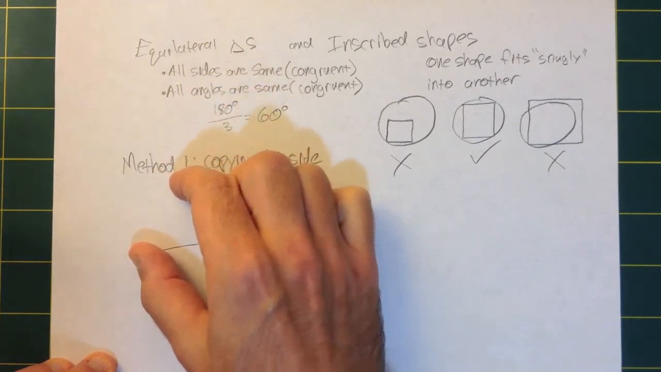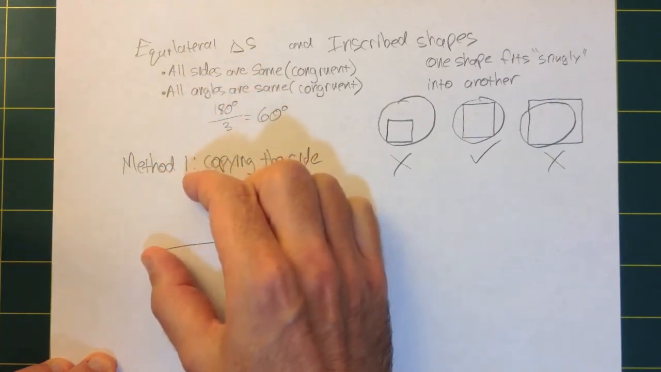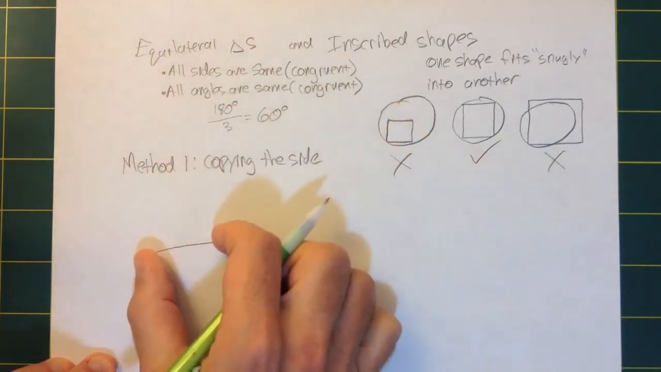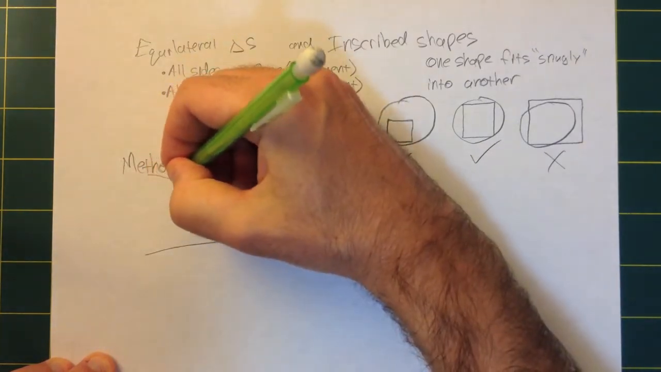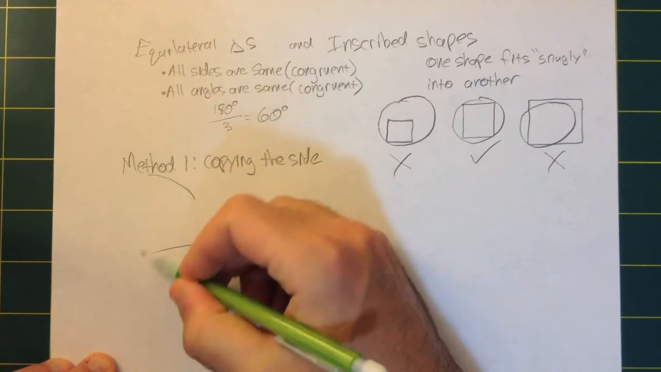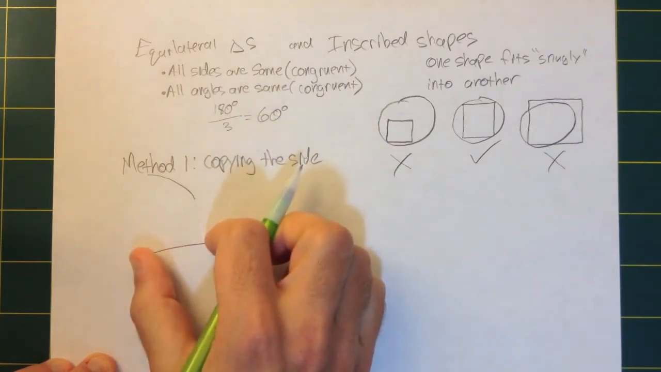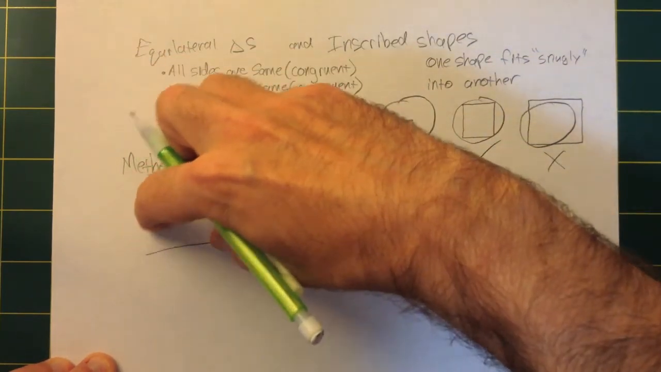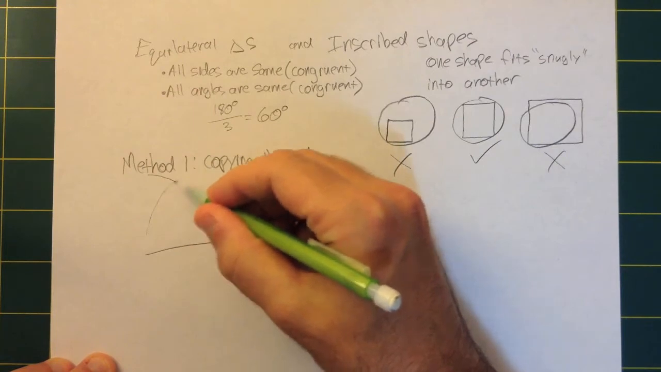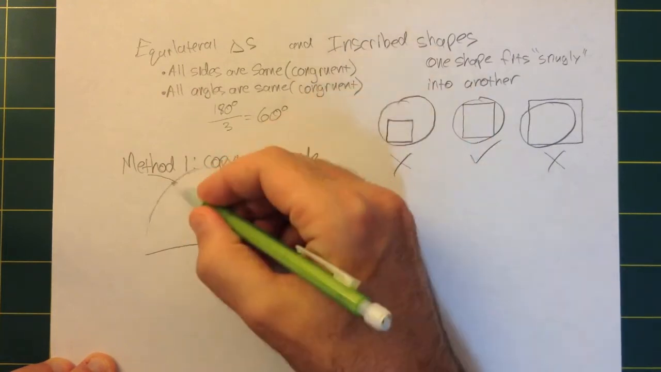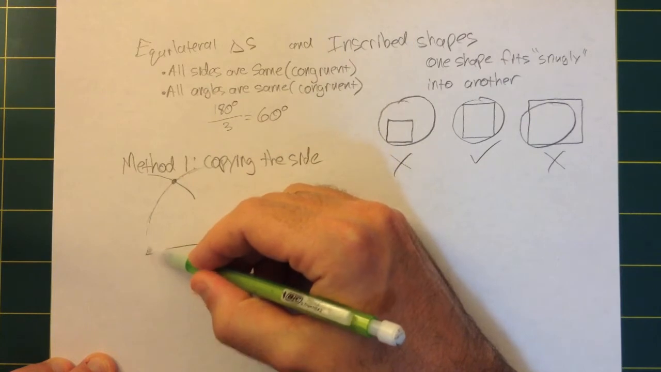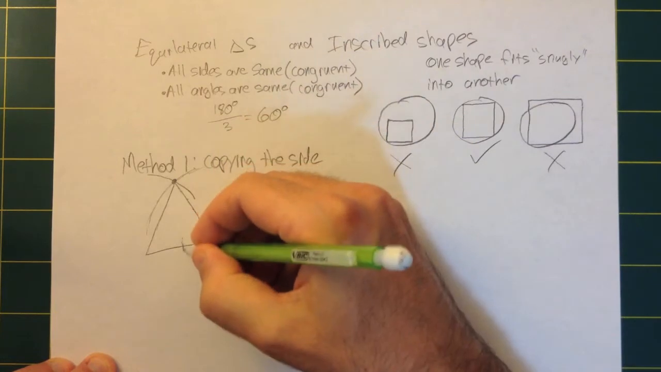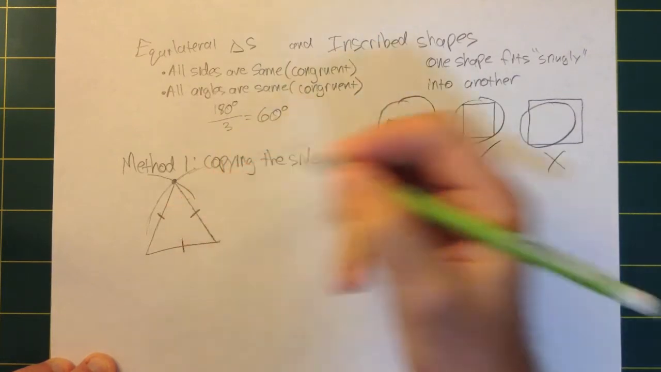But I don't know exactly where the side is. Is it here? Is it here? Is it here? I'm not exactly sure, so I'm going to open up and make an arc, knowing that the side I want is somewhere over here. Then I'm going to keep my compass fixed, flip around to the other side of this segment, and make the exact same arc. And when I do that, I end up with this intersection point here, which I connect to. And then I know this side is the same as this side is the same as this side.